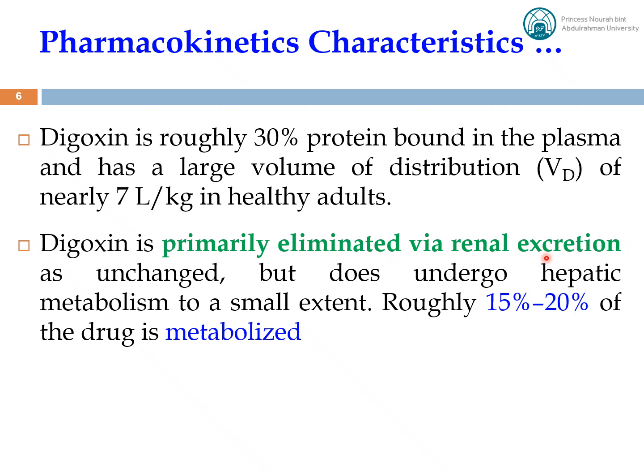So the primary route of elimination for digoxin is the renal route as unchanged drug, but it does undergo hepatic metabolism to a small extent. Roughly 15 to 20% of the drug is metabolized. So it's mainly eliminated through the renal route, with a small proportion, between 15 and 20%, metabolized by the hepatic route.